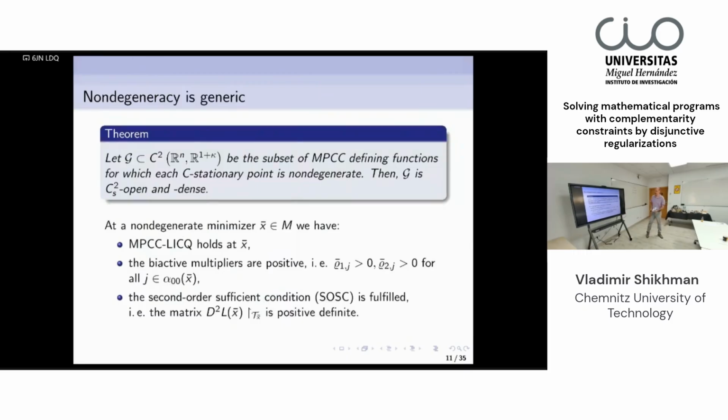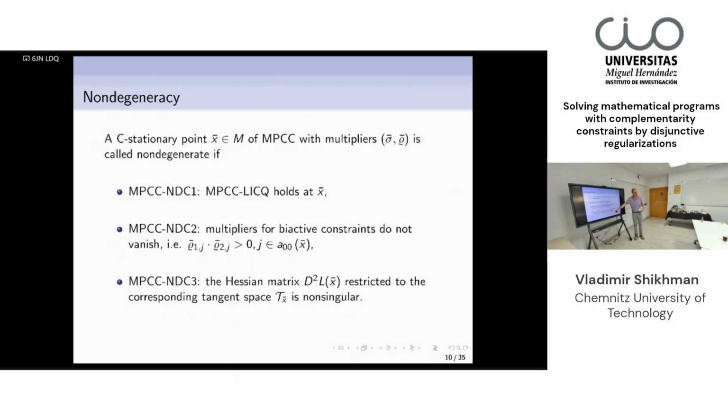Okay, let us cite another old result, which says that this property is also generic. So if you have a particular random problem, you check all the C-stationary points, you look if they are non-degenerate, then almost surely they are non-degenerate. The idea is the same. If you have some violation of one of these properties, you get some additional equation.